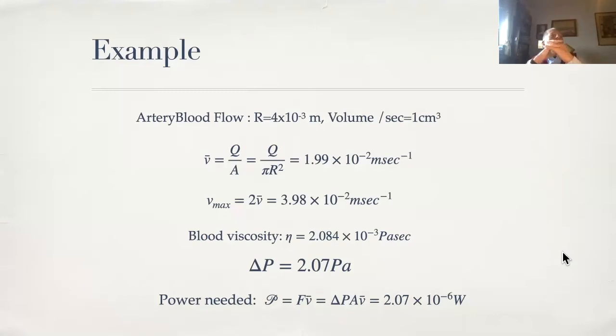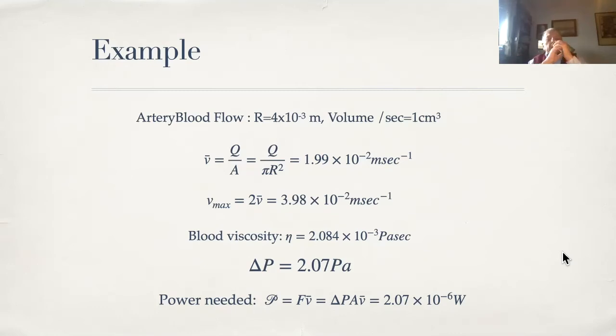And the maximum velocity, which is in the middle of the pipe, is twice as large. Since the viscosity of blood at the average velocity is of the order of 10 to the minus 3 pascal-seconds, the pressure difference in the average blood vessel, an artery, is about 2 pascals. So I can also calculate a very important number in biology, the power which is needed to push the liquid blood through our vessels.